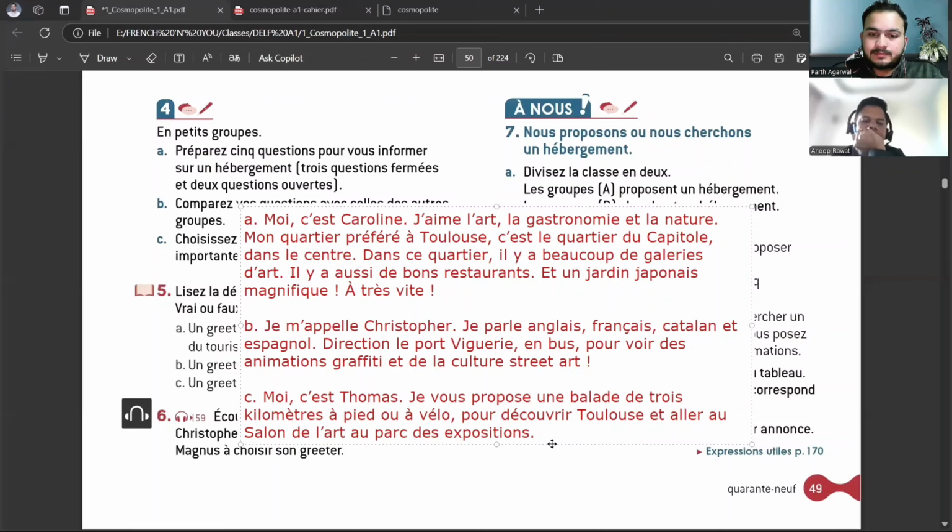So what do you think? Why would you want to go with Christopher? No, in that case, I'll go with Caroline. Gastronomy means food, different foods. And nature, and also art. In that area there are a lot of restaurants, art galleries, and a garden. Jardin japonais, Japanese garden.